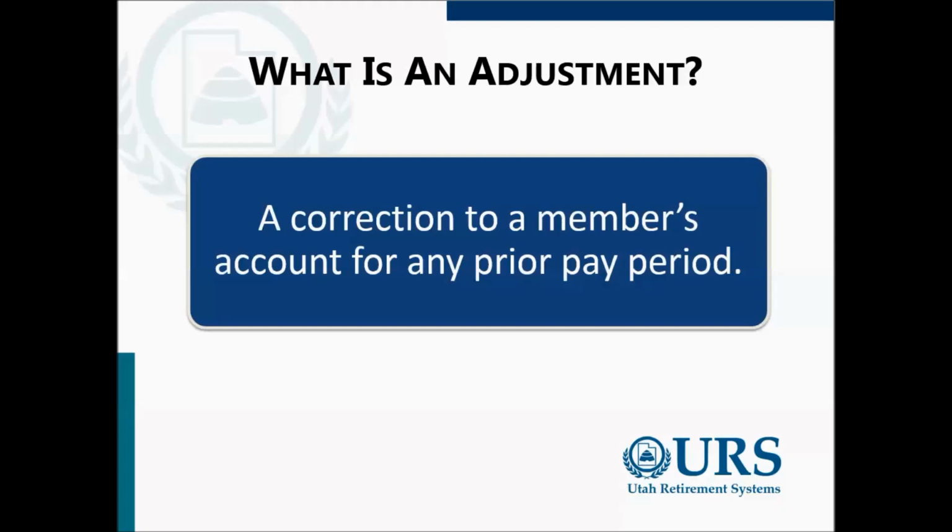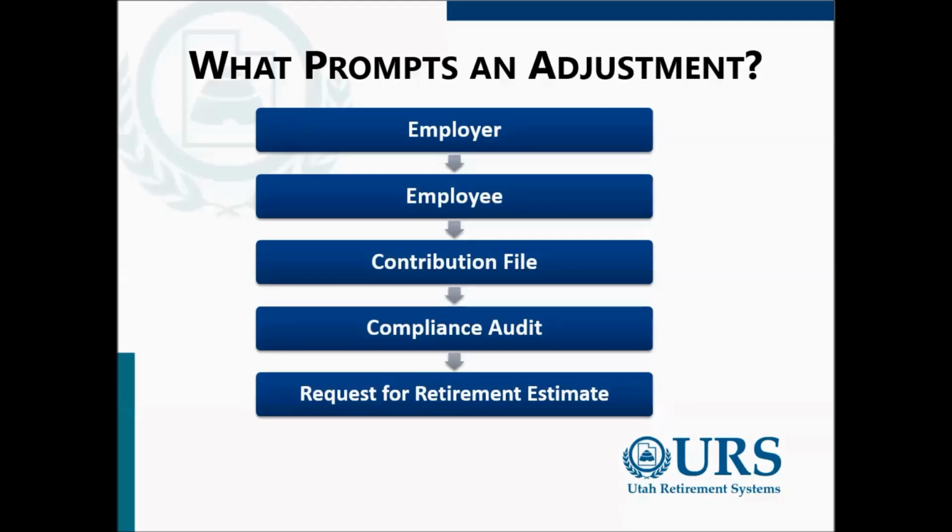What is an adjustment? It's a correction to a member's account for any prior pay period. Again, anything outside of your current pay period. We have quite a few places that adjustments come from. It could come from you, the employer. Maybe you realize that you missed something. You give us a call. We're going to help you fix it. It could come from the employee themselves. They could get their statement. They could realize that they're missing 6 months of service, so they could contact our office. We'll start that process to help them figure that out.